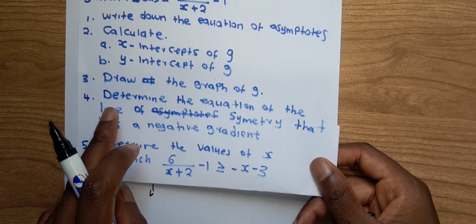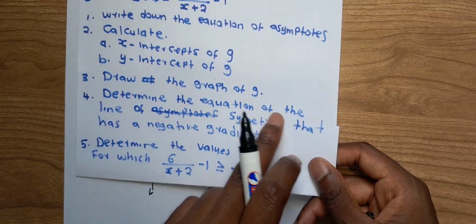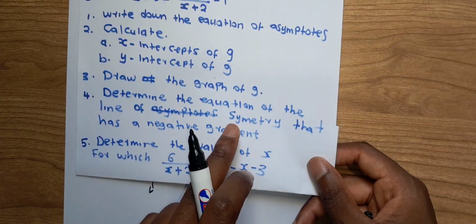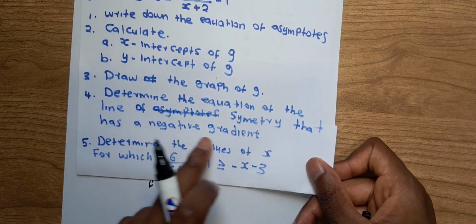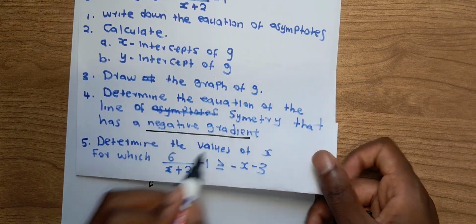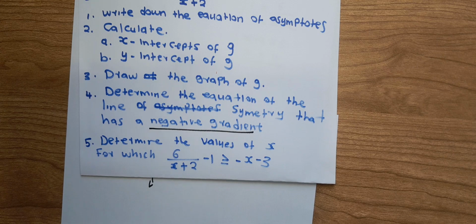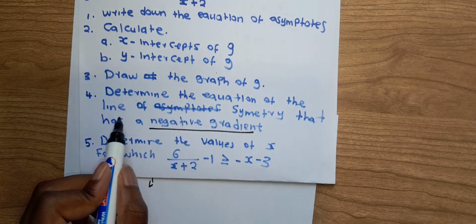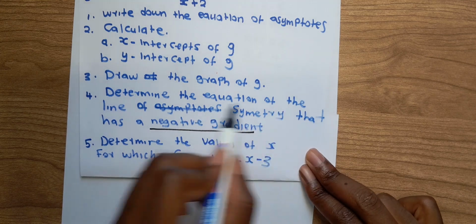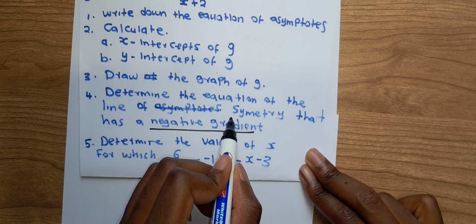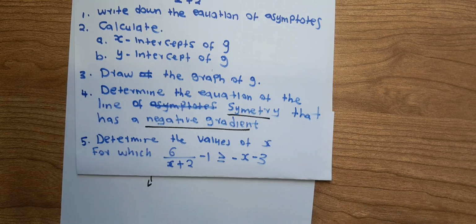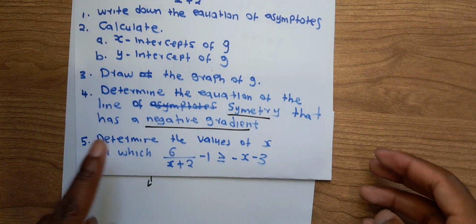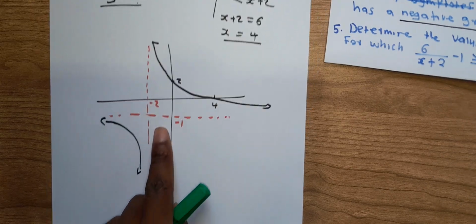Okay, determine the equation of the line of symmetry that has a negative gradient. This question is common in the exam. Listen to this. It is very easy. They say determine the equation of the line of symmetry that has a negative gradient. Let me teach you something. We've got two lines of symmetry on this graph.